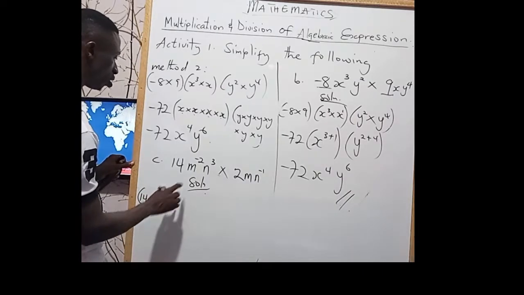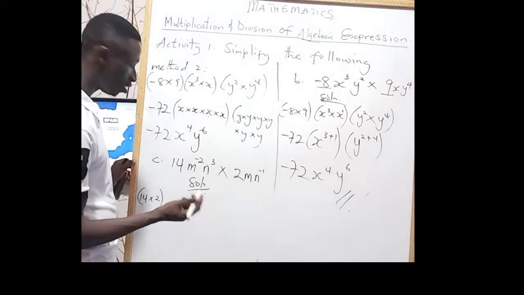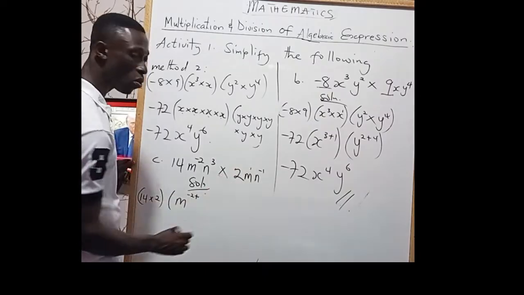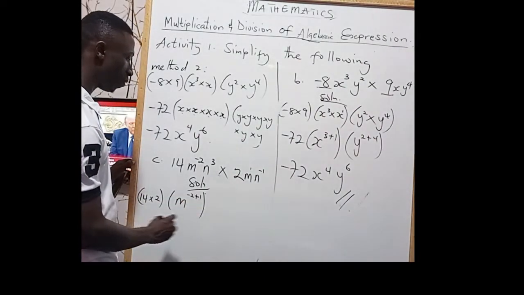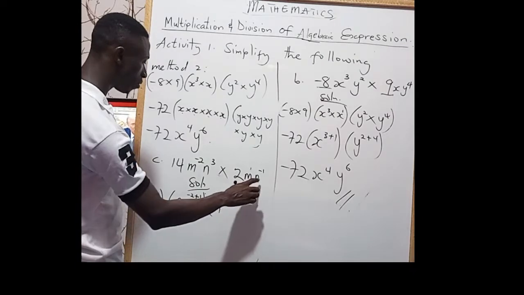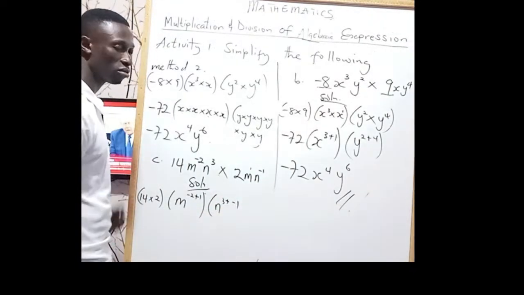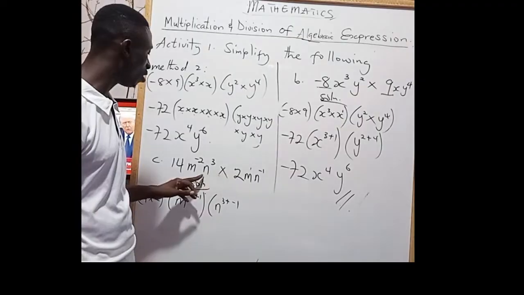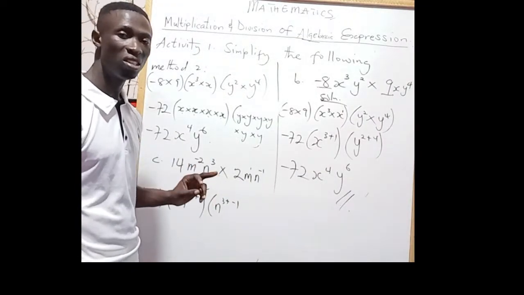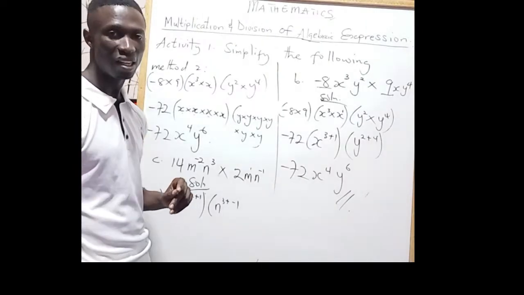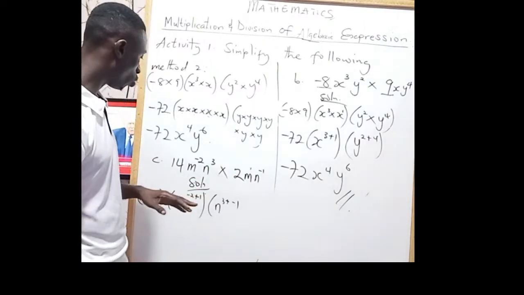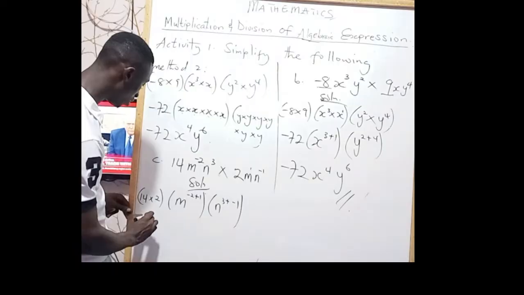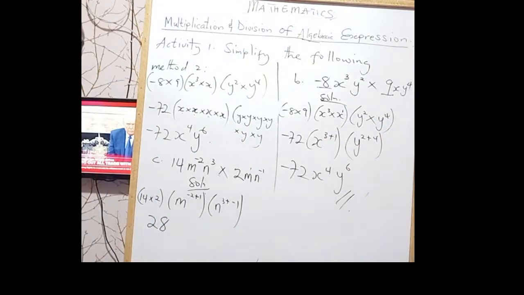times 2. Once you know you are multiplying, let's put them together straight. So it means m negative 2 plus, here it means power 1, plus 1. You see, then n power 3 plus minus 1, right? Because we came to the conclusion that if they are multiplying and they have the same base or the same variables, what it means is that I can add the powers. Exactly. That's precisely it. Okay, so now I have it this way. Now 14 times 2 will give us 28.